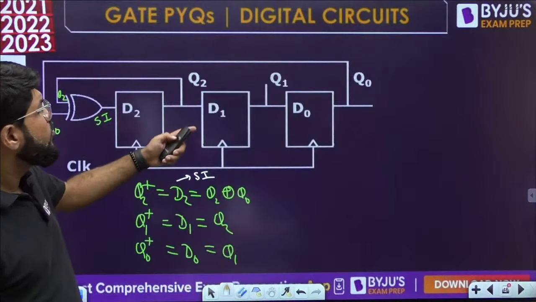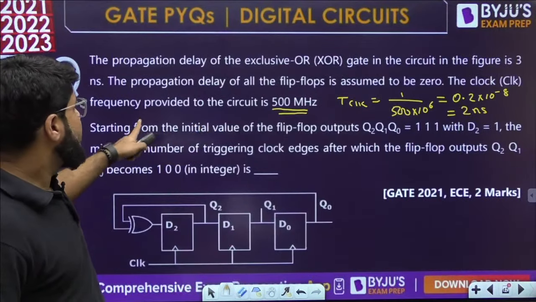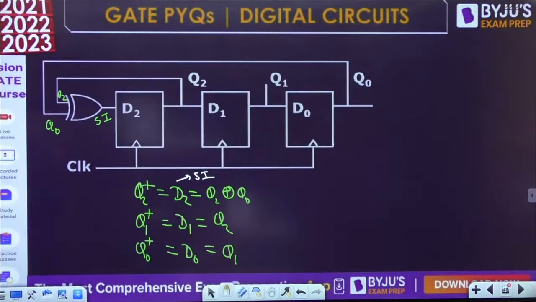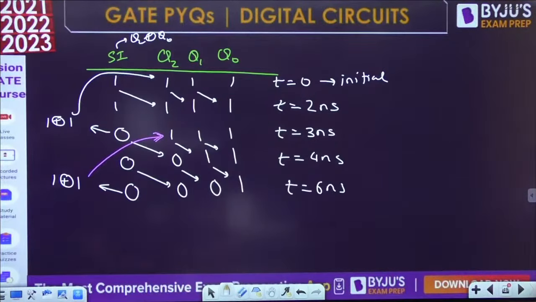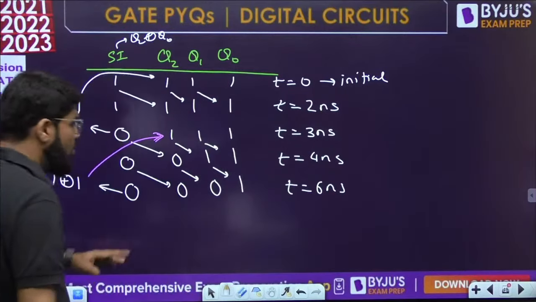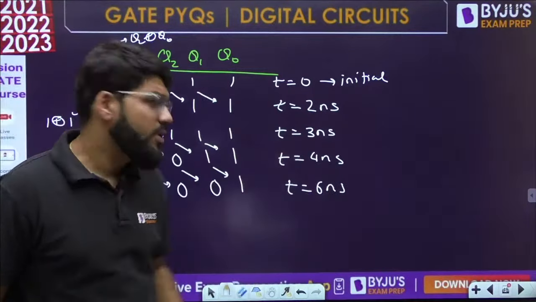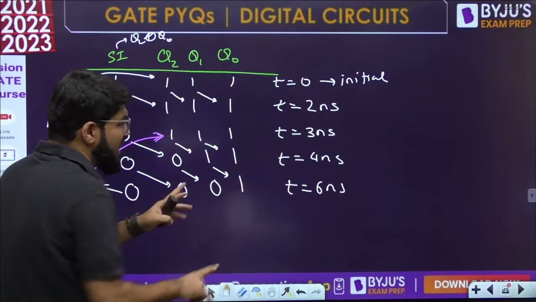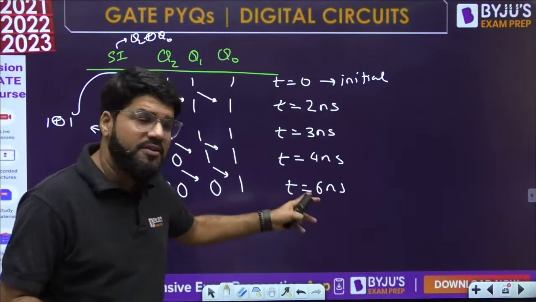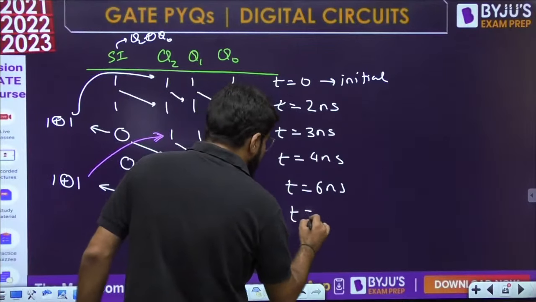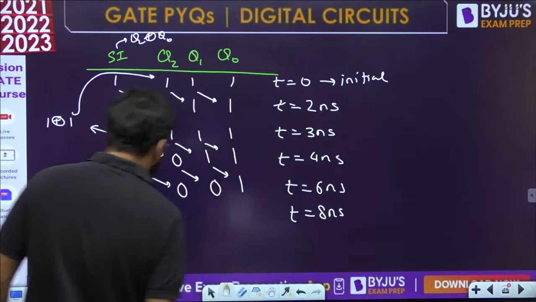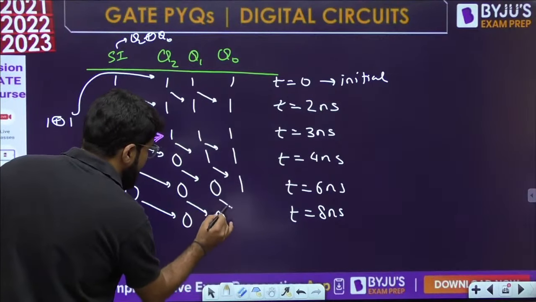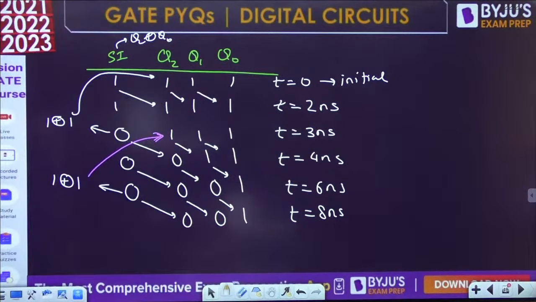I need to go up to 100. Right now I have to carry forward. At 6 nanoseconds, one more XOR calculation will start. The XOR of 0 and 1 is 1, but that will happen at 9 nanoseconds, and between them there will be 8 nanoseconds. So one more updation of the shift register will happen.